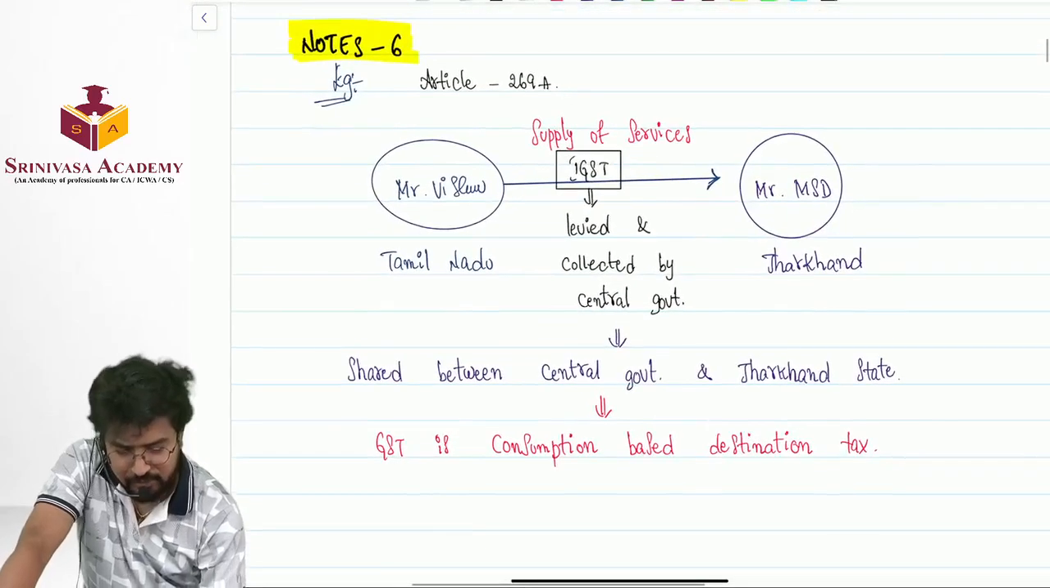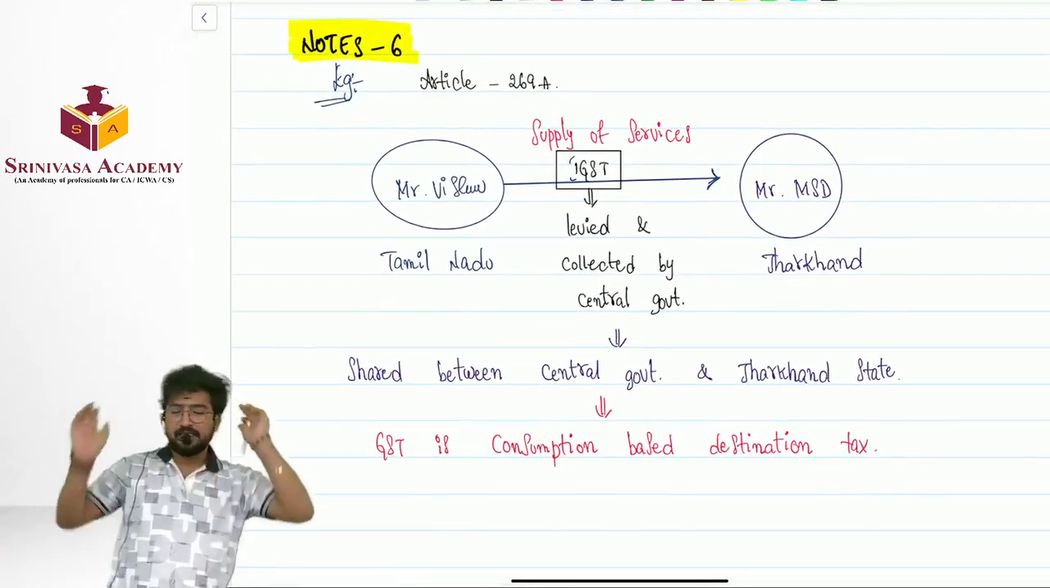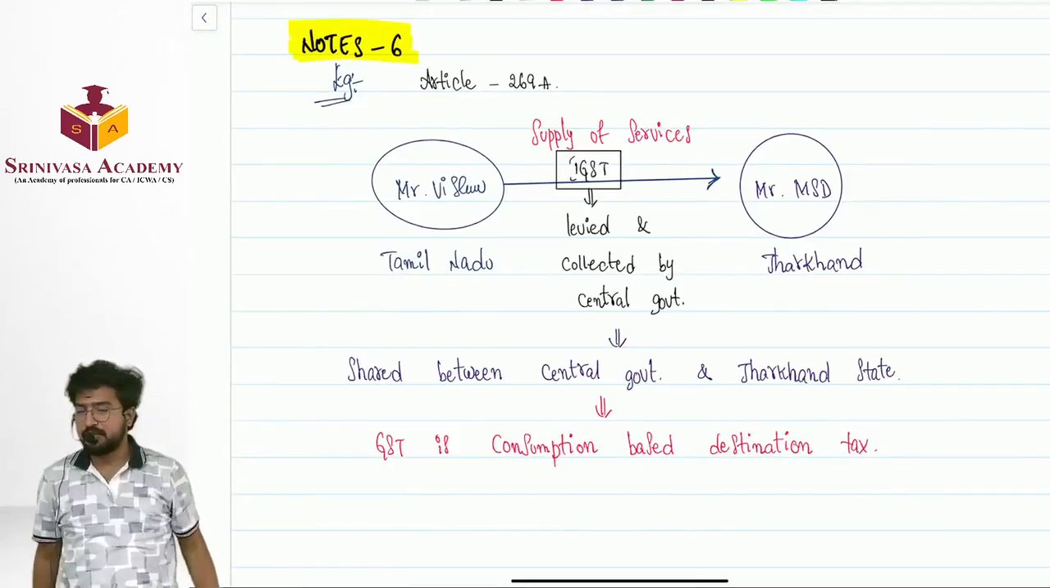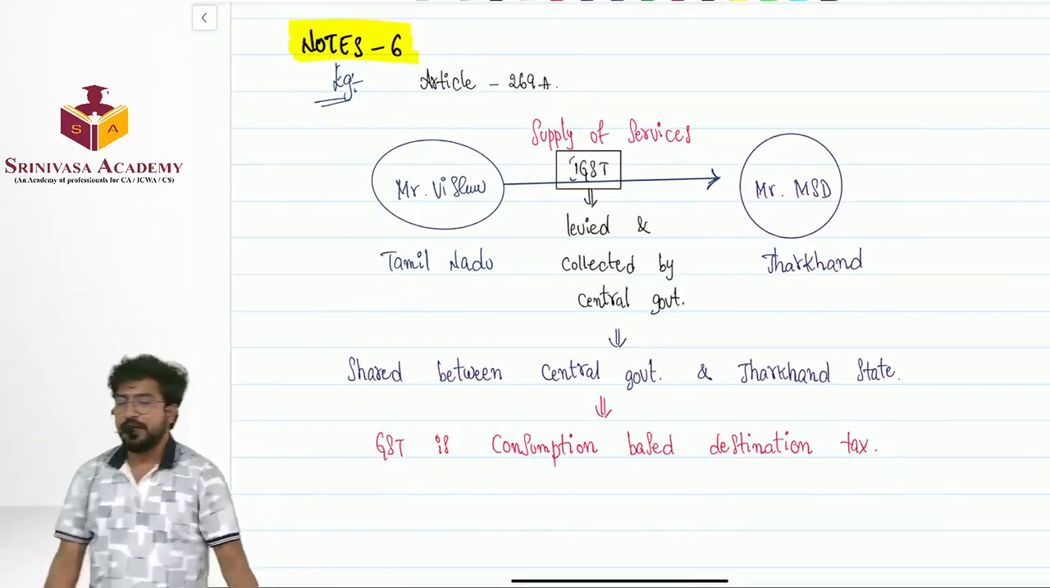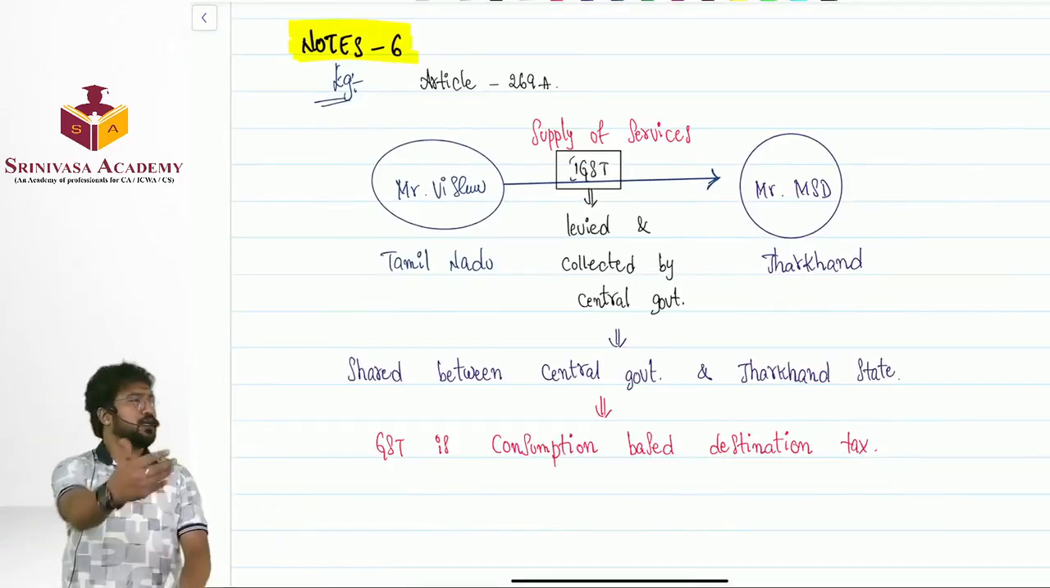So look at this, Mr. Vishnu is making a sale to Mr. MSD. Vishnu is from Tamil Nadu, MSD is from Jharkhand. In this case, what shall come into picture? IGST will come into picture.